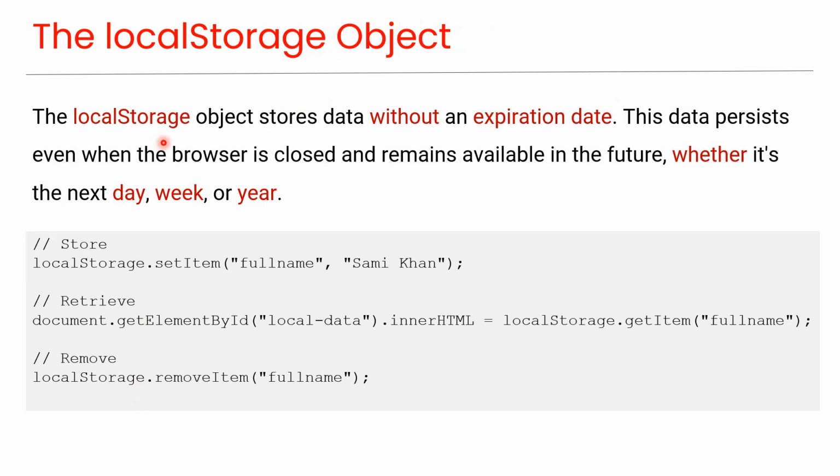The local storage object stores data without an expiration date. This data persists even when the browser is closed and remains available in the future, whether it's the next day, week, or year. As you can see in this code, here we are storing a local storage item with the name full name and the value semicon. Here we are retrieving the value of full name and placing it inside an HTML element having the ID local data. To remove the full name item from local storage, you can use the following syntax.